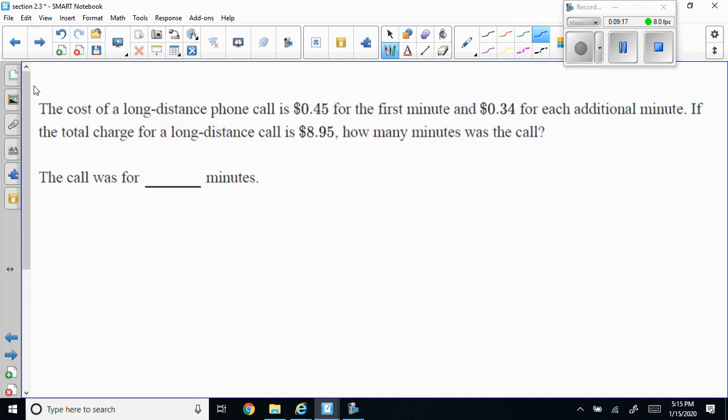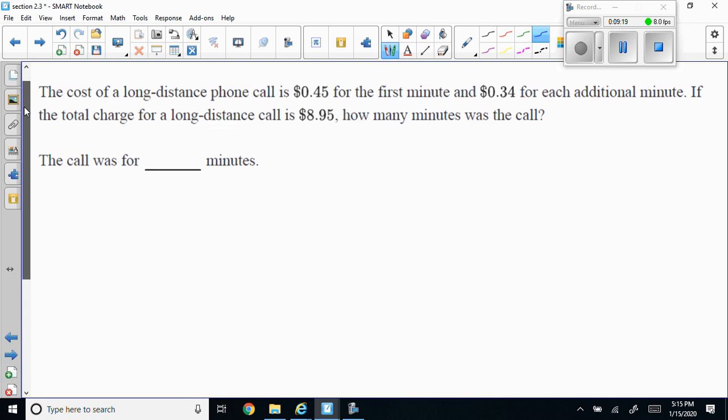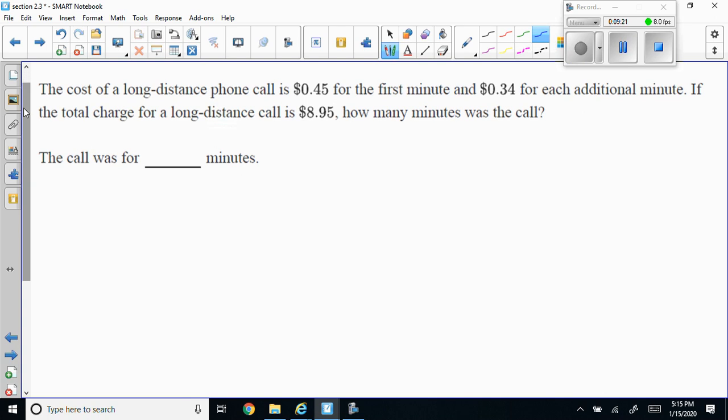All right. On this one, we're going to have a little fun, okay? The cost for long distance phone calls is 45 cents for the first minute, 34 cents for each additional minute. If the total charge for the long distance call is $8.95, how many minutes was the call? So here's what I want you to do.